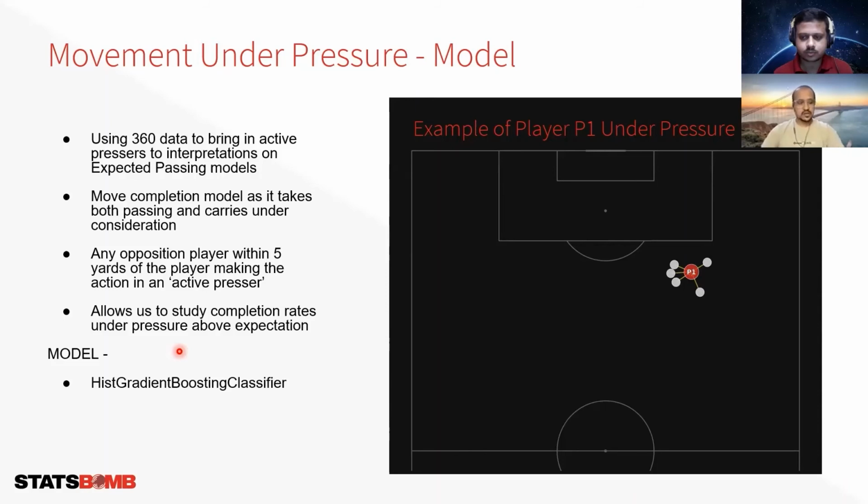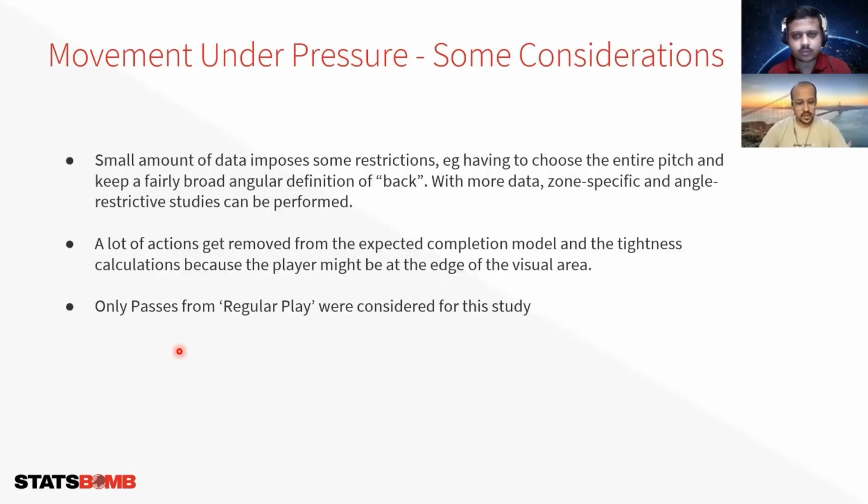So if we move on, there are certain considerations to keep in mind here: you have a really small amount of data. So we've had to choose the entire width of the pitch, and we've had to expand the angular distribution, which we talked about in the beginning, to a wider angle. But with more data and more specificity, we can perform zone-specific and angle-restrictive studies.